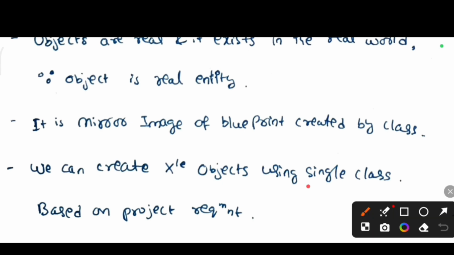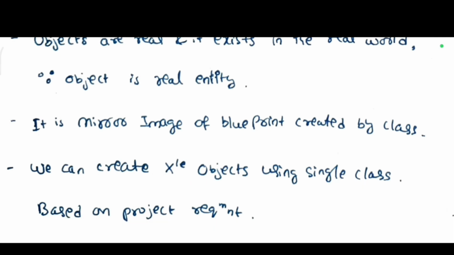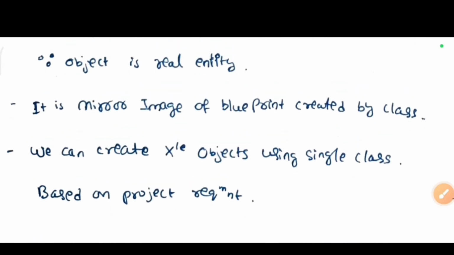If you are planning two, three or multiple buildings of the same blueprint, then you won't design multiple blueprints, right? With a single blueprint only, you are creating multiple buildings. In the same way, here with a single class we can create multiple objects, based on the project requirement. So this is all about class and object.